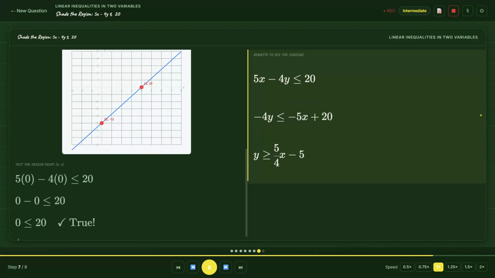If we rewrite the inequality to get y by itself, we see y is greater than or equal to 5/4 x take away 5. This tells us to shade above the line, the side where y values are bigger. That's the same side as the origin.